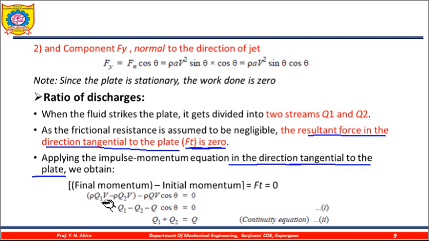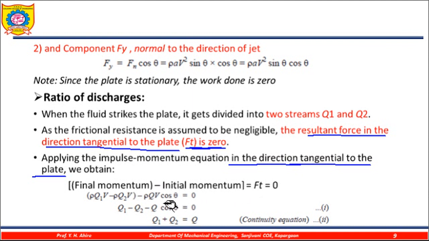Q1 stream is upward, so it is written positive: rho Q1 V as momentum. Rho QV is nothing but mass into velocity. So rho into Q1 is mass into velocity in an upward direction, minus rho Q2 V. Rho into Q2 is the mass of fluid in a downward direction along the tangential direction, that's why the minus sign, into velocity V. Capital V remains constant, there is no loss of energy. Minus, in round brackets, the initial momentum.